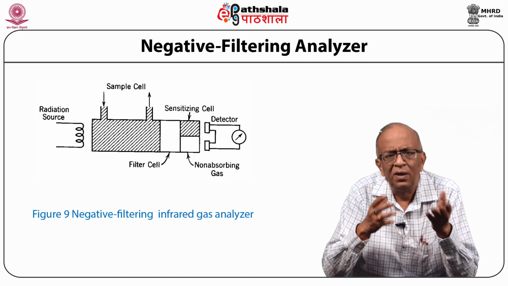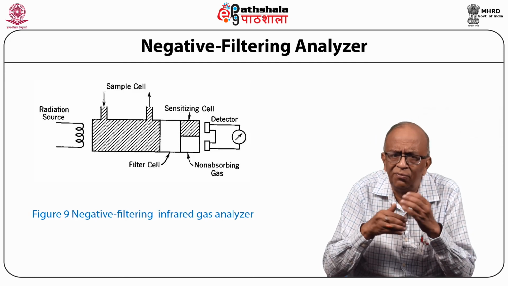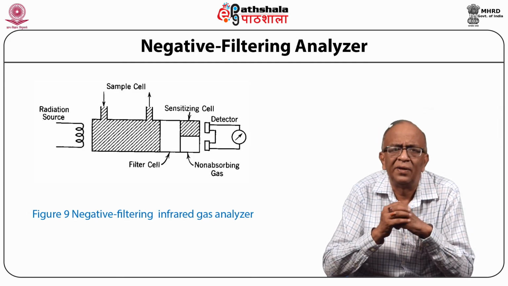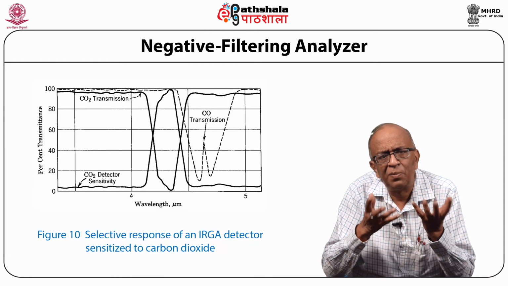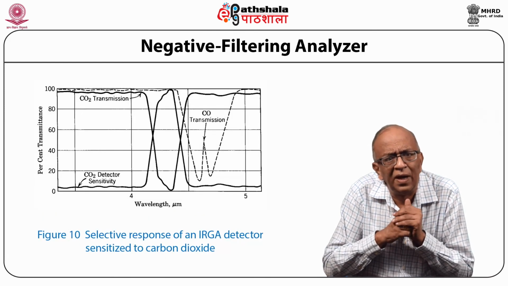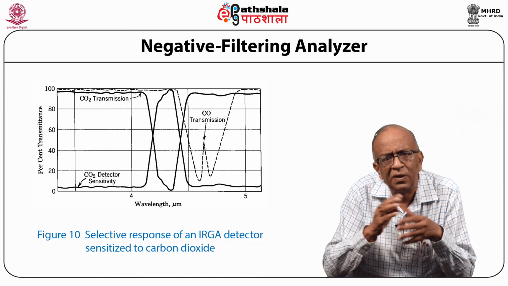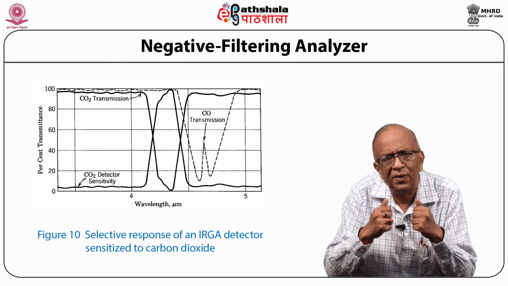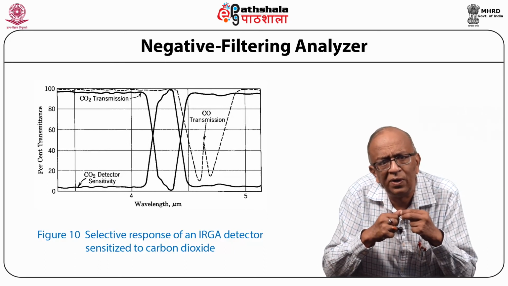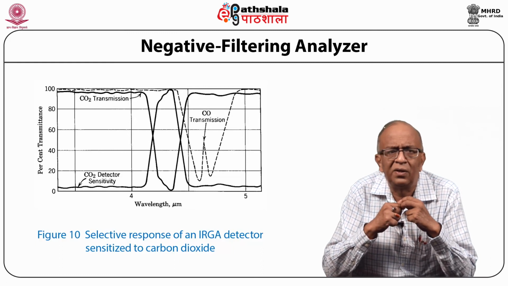This is the figure which explains the things in figure 9. The infrared negative filtering analyzer has been shown. What are the applications of infrared analyzers? One of the major applications for the infrared gas analyzer is the determination of carbon monoxide and carbon dioxide.